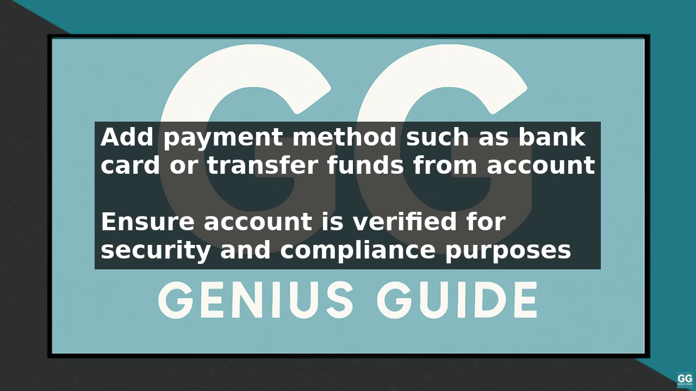To buy Bitcoin, navigate to the cryptocurrency section in the Revolut app and select Bitcoin. You will then be able to view the current exchange rate and enter the amount you want to purchase. You can choose to buy Bitcoin using a variety of currencies including US dollars, euros, and pounds.